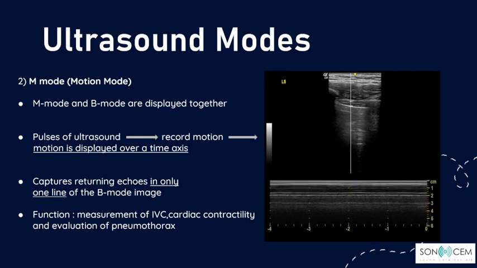How about M mode? M mode and B mode are often displayed together. In this mode, the pulses of ultrasound record motion of the tissue at the area of interest indicated by the line or a marker, and this motion is displayed over a time axis. This mode only captures the returning echo in only one line. Hence, the marker has to be kept at the area of interest to capture the motion.